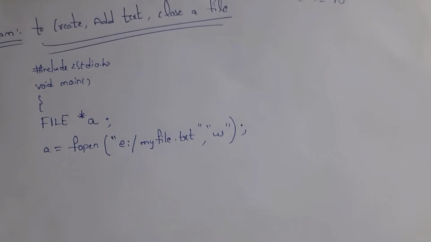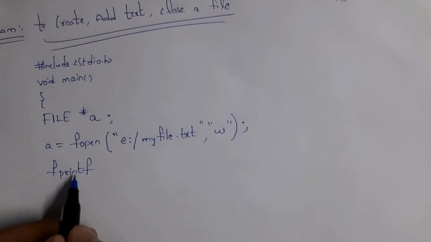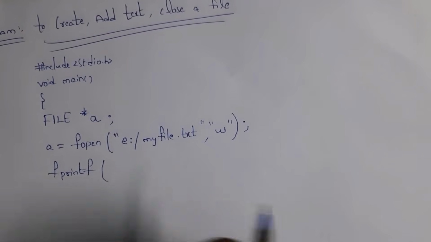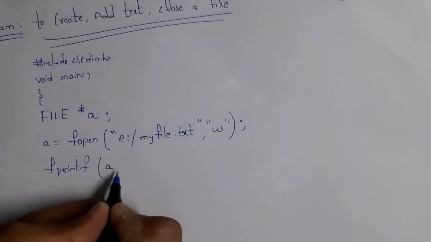Now I want to add some information to this file. For that purpose, I need to use fprintf. By using fprintf, we can add information to the file. Open bracket. This file is present in address A, so I need to write here A, comma.